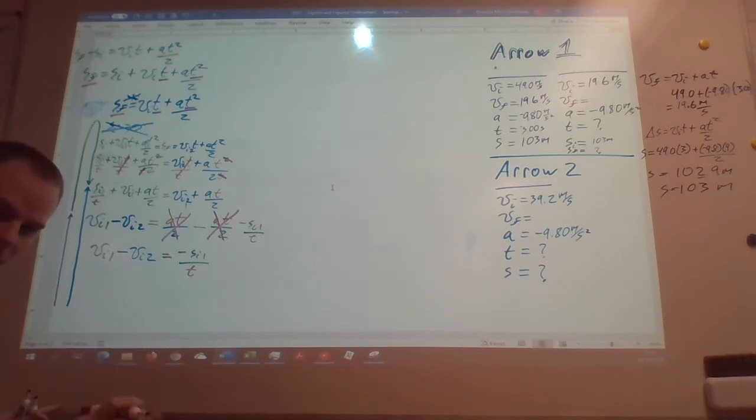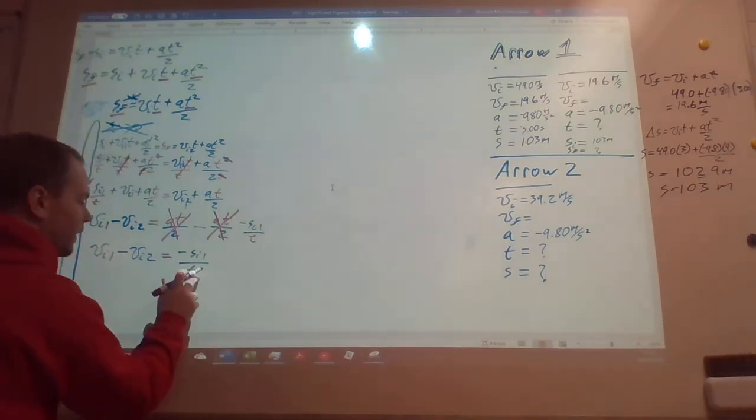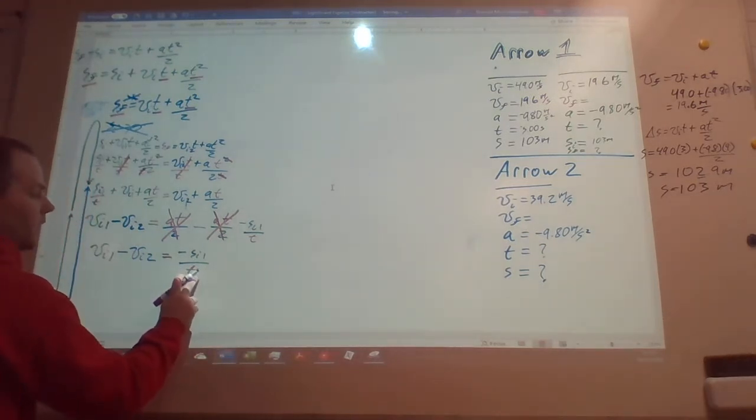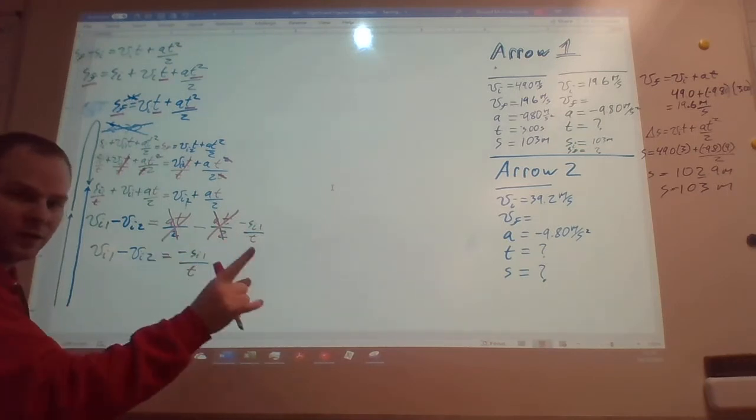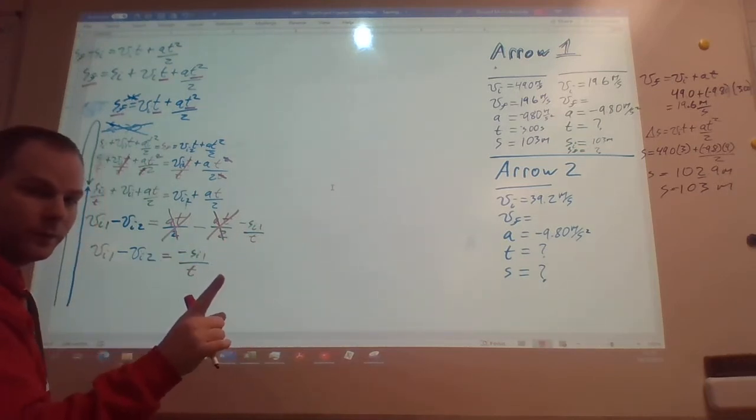So what we need to do then is get this t into the numerator, and then we need to get it by itself. But it has to be in the numerator before we get it by itself.